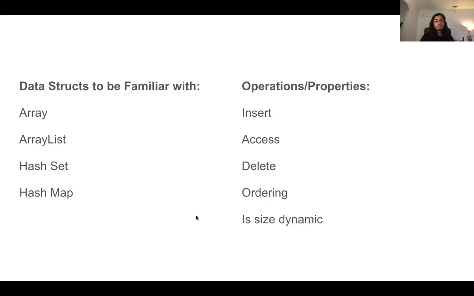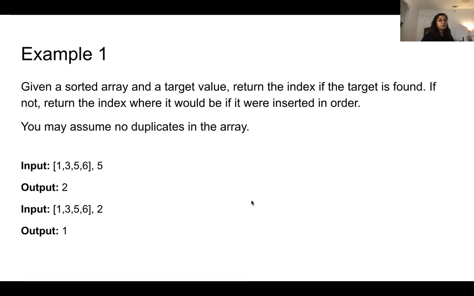And now the next part is we're going to go through a couple of examples and y'all are going to tell me what data structure to use here and why. So the first one is, if you're given a sorted array and a target value, return the index if the target is found. If not, return the index where it would be if it were inserted in order.